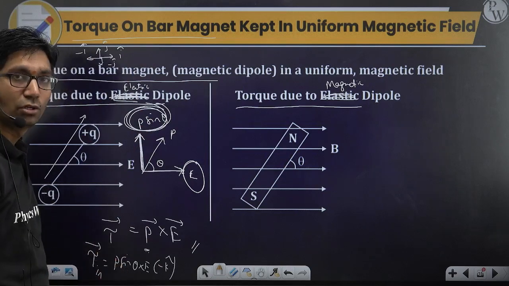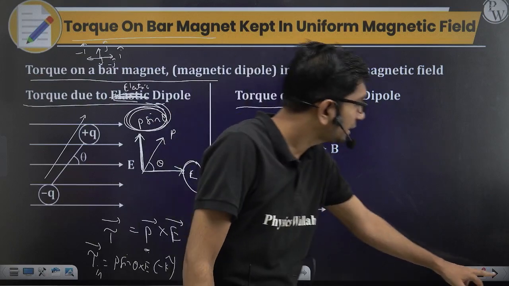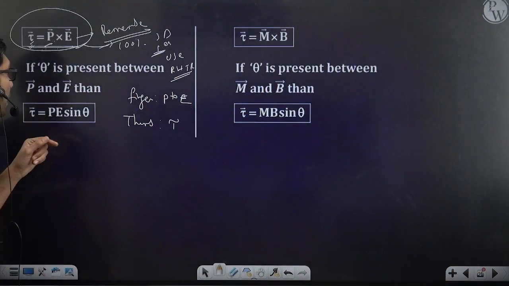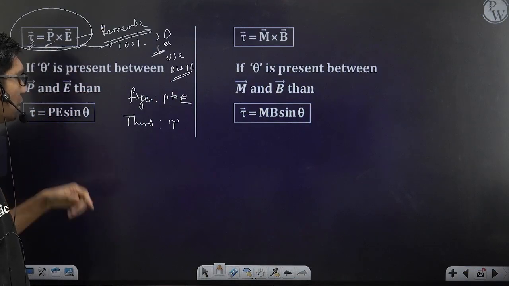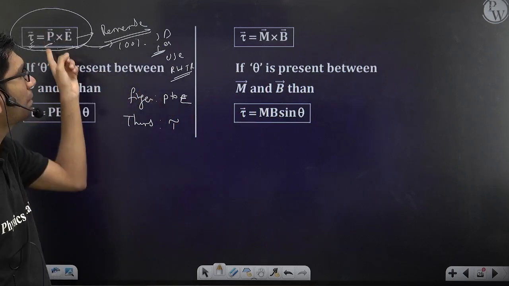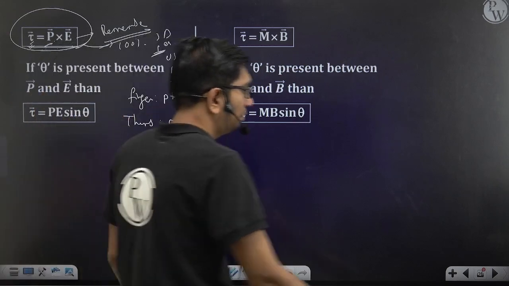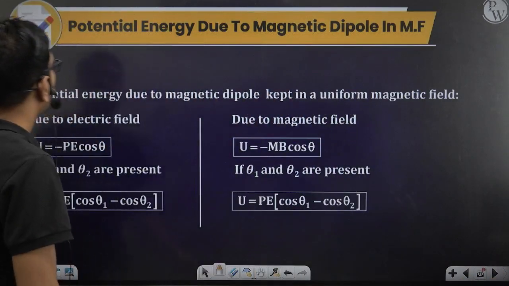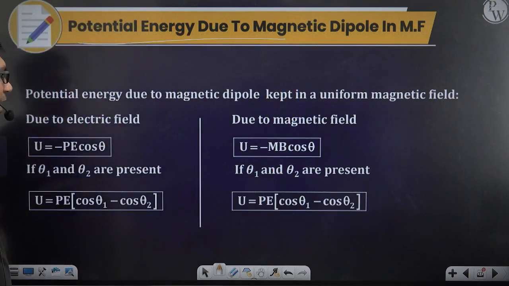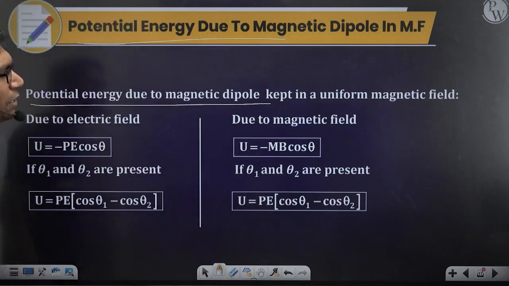You got an idea how to solve the numericals, na? In the same manner, the same copy paste will be applicable over here. So here, if theta is present between these two, you get what? P sin theta. The same copy paste, beta. Just replace the P with M, and replace the E with magnetic field intensity B. Is it clear? Now, potential energy due to magnetic dipole in magnetic field.